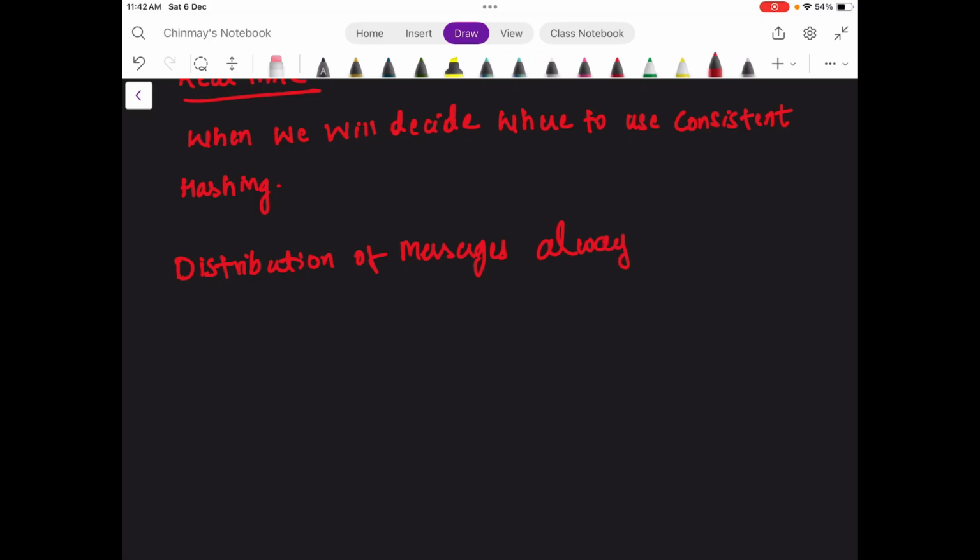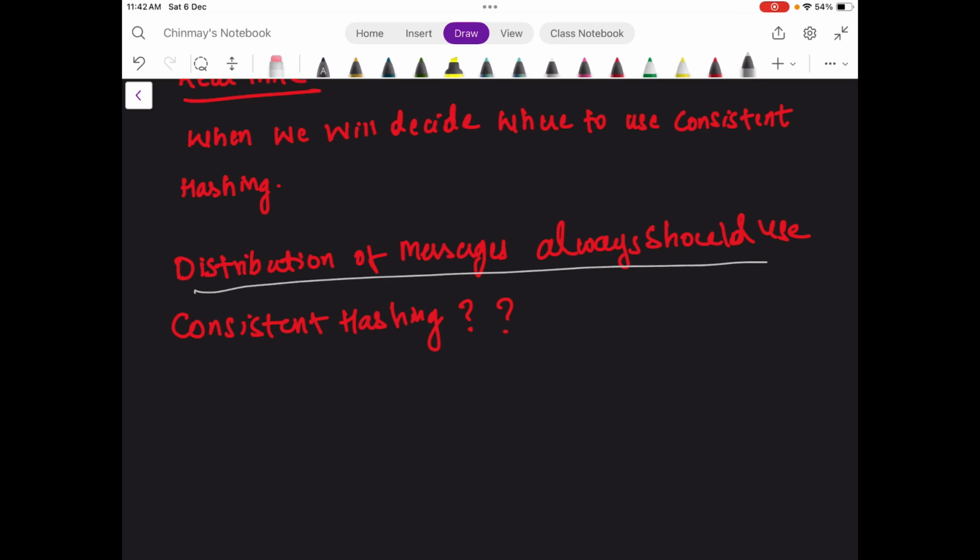Should we always use consistent hashing? Big question mark. For the distribution of messages, should we use consistent hashing always? The answer is no.